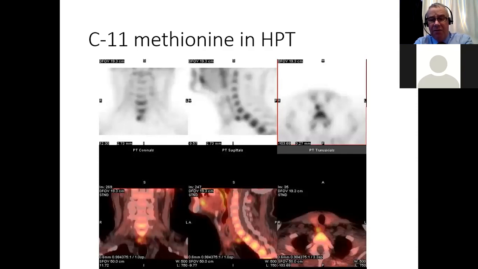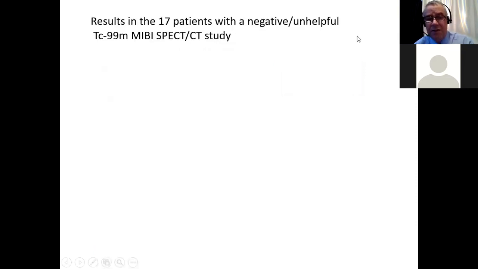So this is from Cambridge. This is a C11 methionine study. And you can see here, you don't get the thyroid uptake. So here is your parathyroid adenoma shining out like a little beacon very nicely behind the thyroid. You do get uptake in bone marrow, so you know where you are. But this very clearly localizes the parathyroid adenoma. It's just a very expensive way to do it.